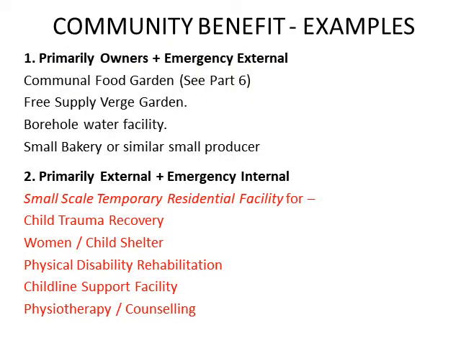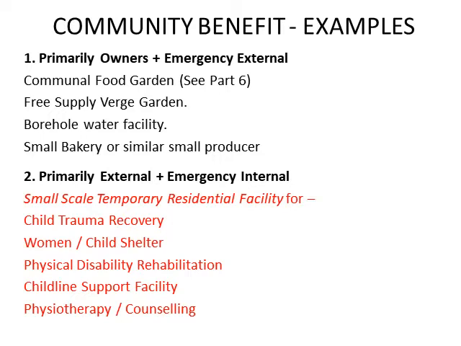Here are some examples that might fall into these two categories. First of all, category 1, which is benefits that are primarily for the owners but are available for external use in emergencies. There's a communal food garden. We're going to talk more about that in part 6 of this video series. There could be an external garden, a verge garden with the consent of the local authority, just for passers-by.